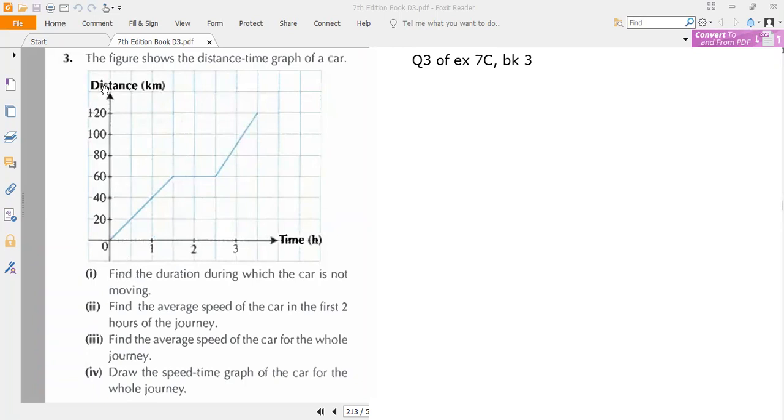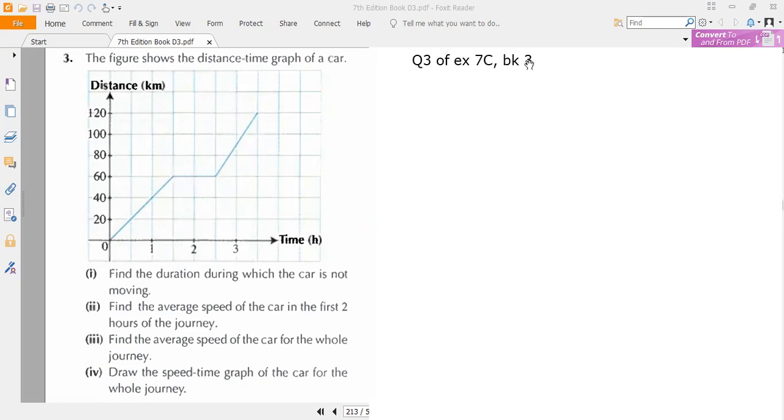Now the first part of the question. Distance is 20, 40, 60, 80, 100, and distance is given in kilometers. Time is given in hours: 0 hours, 1 hour, 2 hours, and 3 hours. First, they are saying find the duration during which the car is not moving. The car not moving is shown by this line.